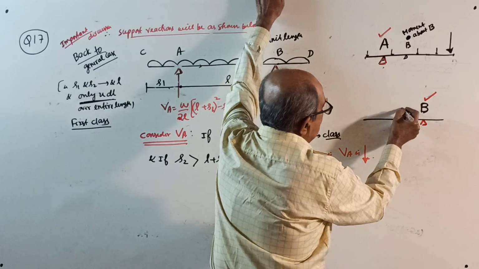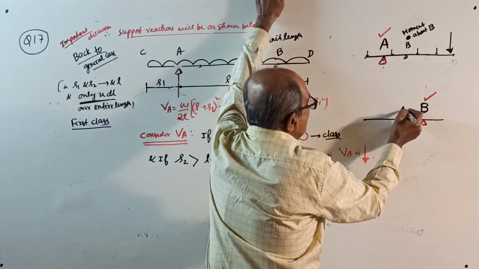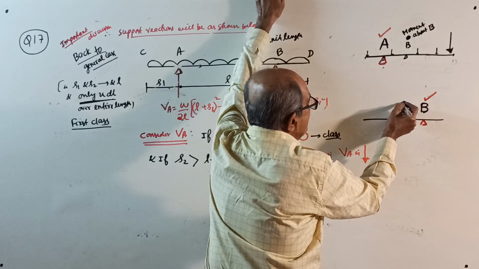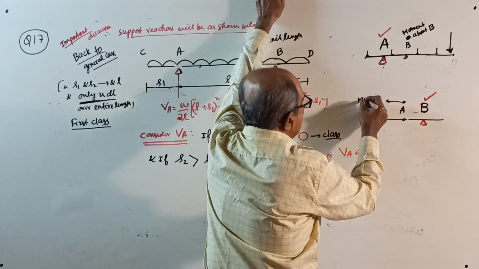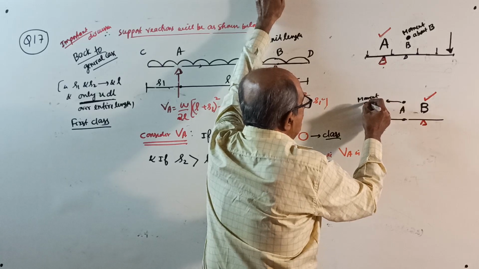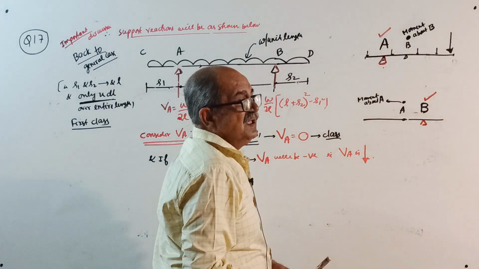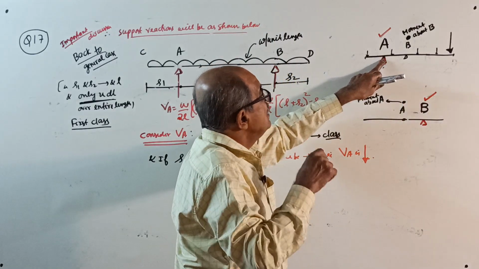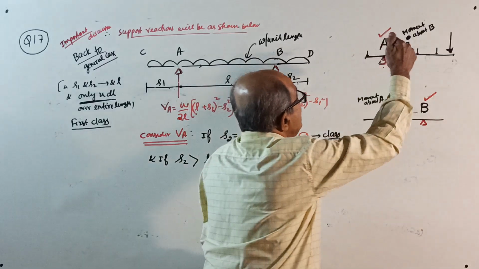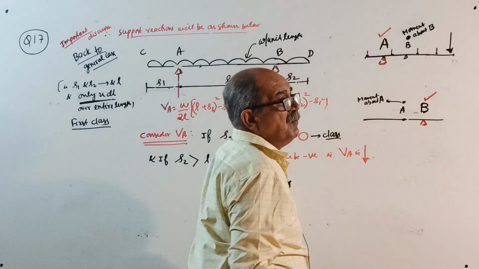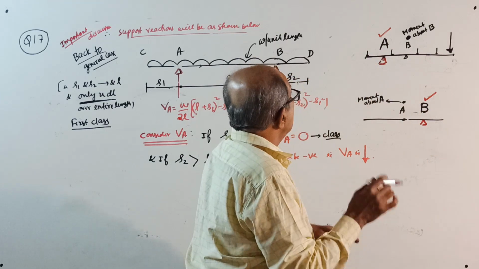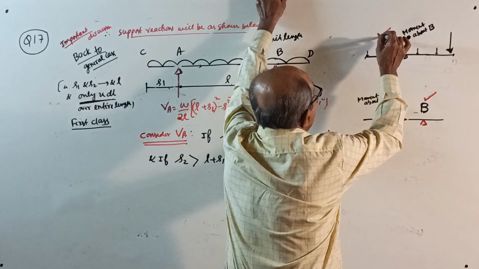Then, see, moment about A. I write here, finger should be here. Moment about A. See, when you take moment about A, you get VB. When you take moment about B, you get VA. Remember, moment should be about the other support. Right now, we are discussing VA.